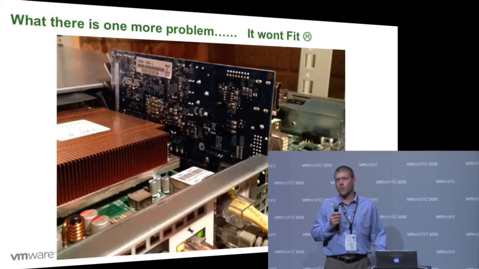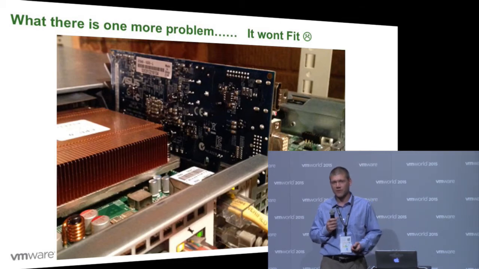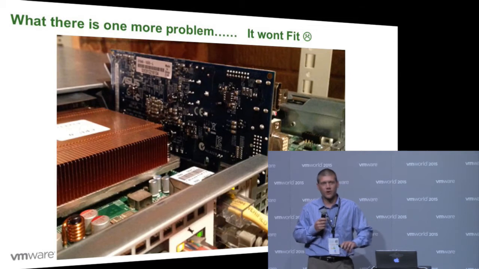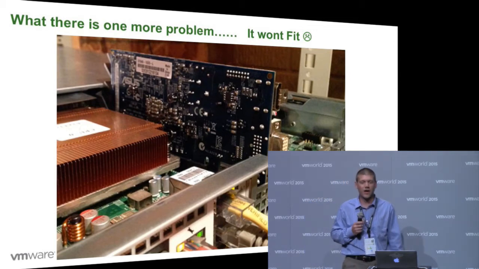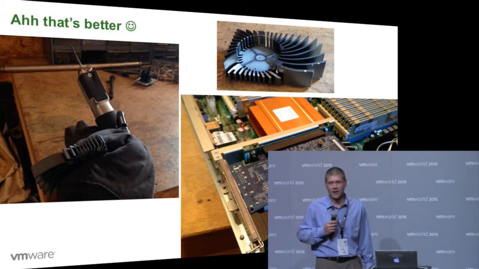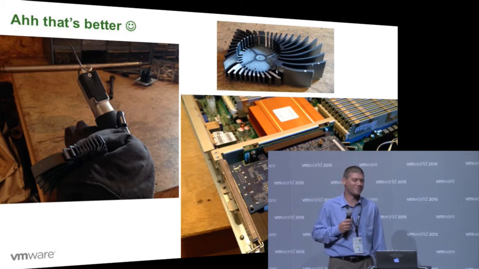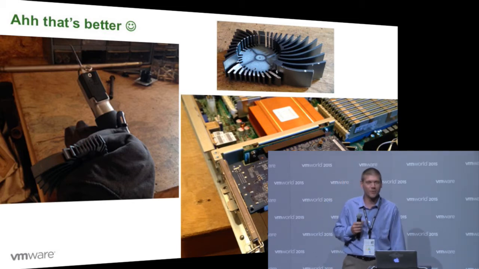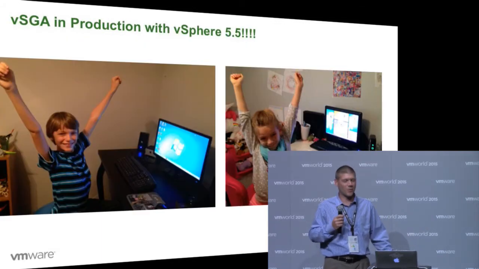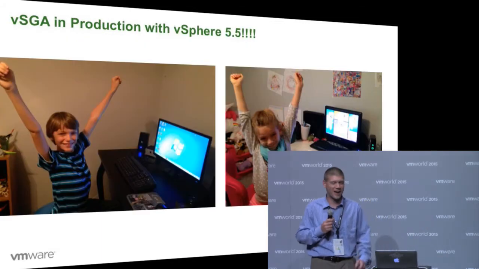So, wait a minute, one more problem. I said this form factor was small enough to fit into my C1100. However, it didn't actually sit in the riser card like it was supposed to because the heatsink was in the way. So, no problem, I just took it out to the shop, got my air saw out and modified the heatsink so that it would actually fit in my Dell C1100. All right, presto, now vSGA works with vSphere 5.5 and my kids are happy.